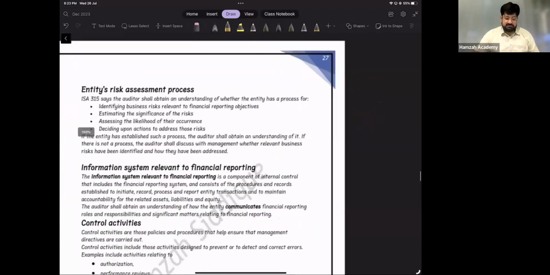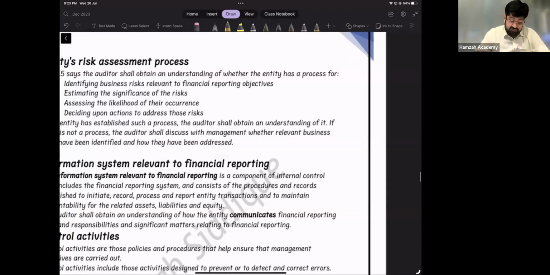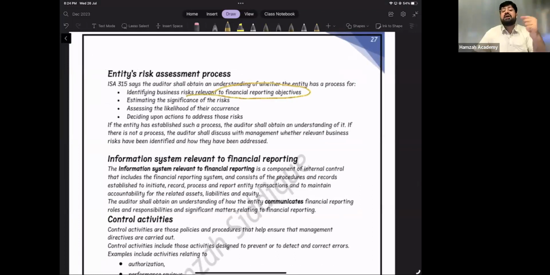So the next point is the entity's risk assessment process. What is that? Each organization, when they implement controls, has a system to identify risks related to financial reporting: what can be misstated in financial statements, and what can be the source of any misstatements. So, identify business risks relevant to financial reporting objectives.